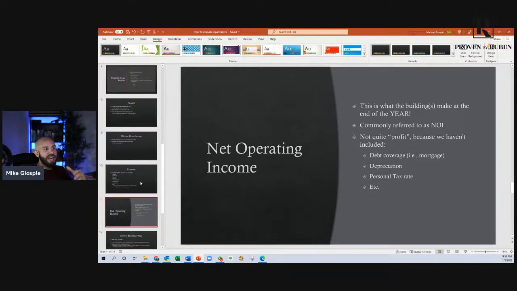All right, so for the net operating income, now we talked about expenses. Boom, what's left is your net operating income. This is what the building makes at the end of the year. Remember, it's what the building makes. And so, Ben, we're about to talk about cap rate now, like you asked before. The NOI is commonly referred to as the NOI. Now, it's not quite your profit margin. It's important to understand that the building itself has a net operating income of this amount, whatever it is.